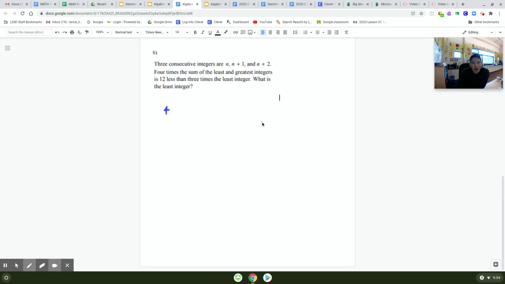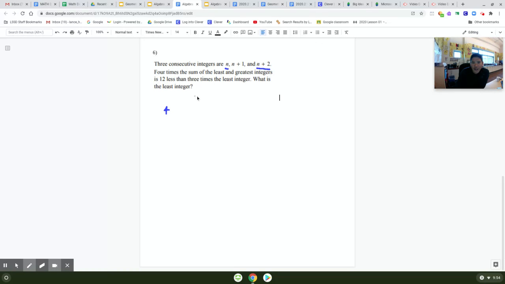I'm just following along here. The sum, so the sum is addition. You always want to look for keywords. But here's what we're adding: the least and the greatest integers. So the least, that's the smallest integer, that would be n. And then the greatest integer would be n plus 2.